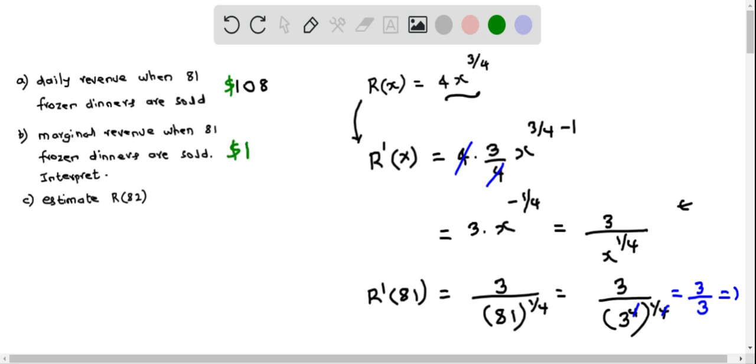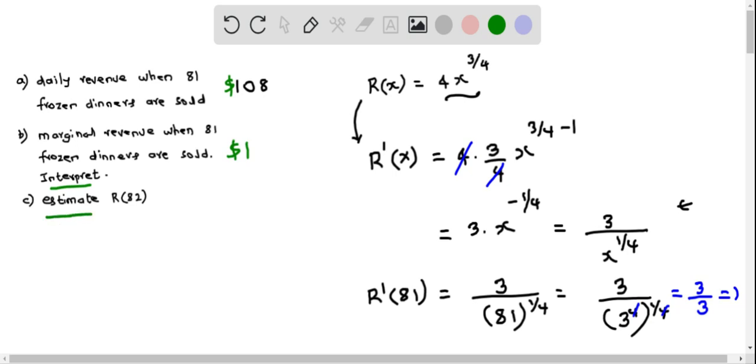Let's now interpret this result. Marginal revenue basically tells you the additional revenue obtained when one additional item is sold. So it basically tells you the revenue when the 81st item is sold. So that's the interpretation of the marginal revenue.